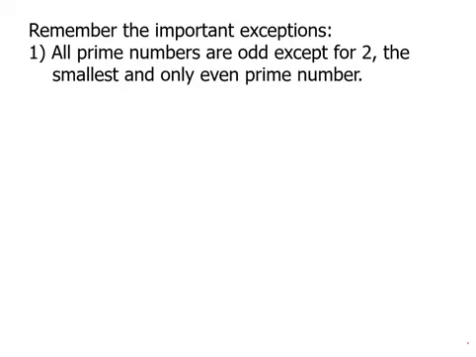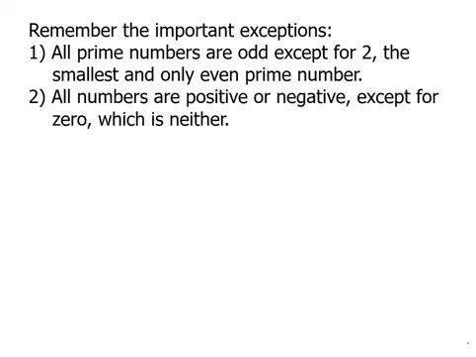Remember the important exceptions. All prime numbers are odd except for 2. And 2 is the only even prime number. It's also the smallest prime number. All numbers are positive or negative except for 0, which is neither positive nor negative. The only number on the infinity of the number line that is neither positive nor negative.